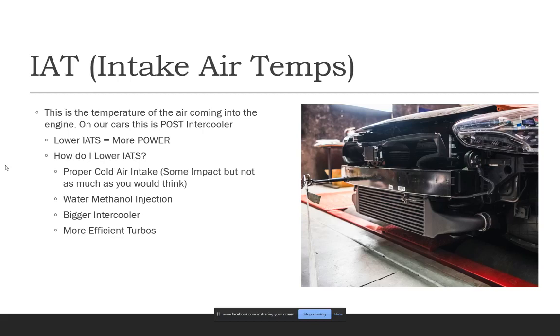Water methanol injection. For me, that drops my temperatures 20 degrees Fahrenheit, boom, instantly, right out the rip. And that's with the 70-30 mix. Water methanol has lots of other bonuses that go with it, but it does bring down your IATs. Bigger intercooler. There's lots of intercooler options out there. I'm not sure what I'm going to go with. I'm still running the stocker, but a bigger intercooler would definitely bring the temps down from the cars I've seen logs from. And more efficient turbos.